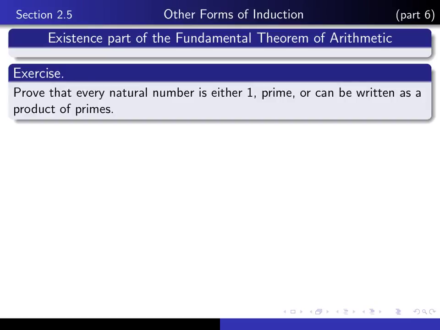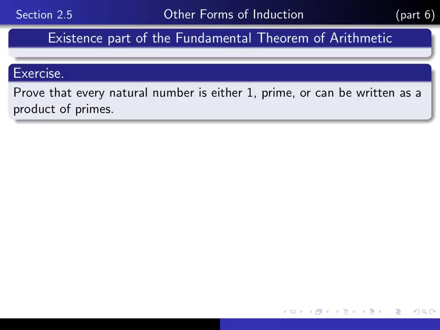So here's the statement of the exercise. Prove that every natural number is either 1, prime, or it can be written as a product of primes. And we're going to do it using the principle of complete induction.